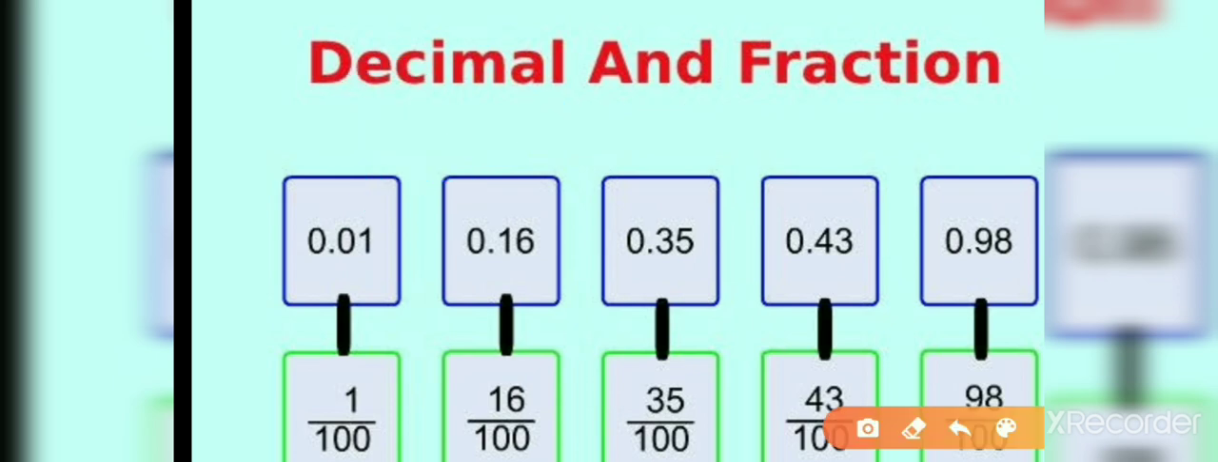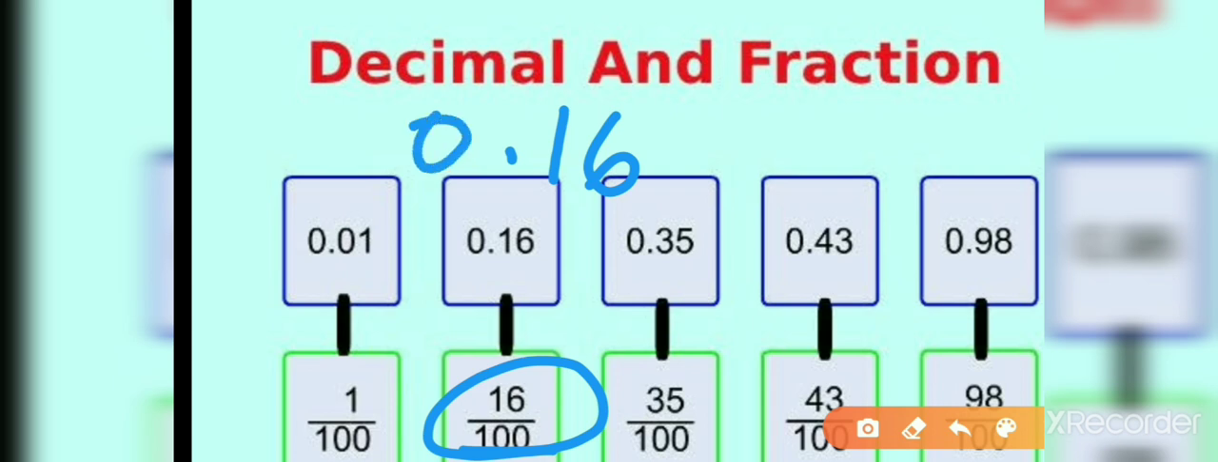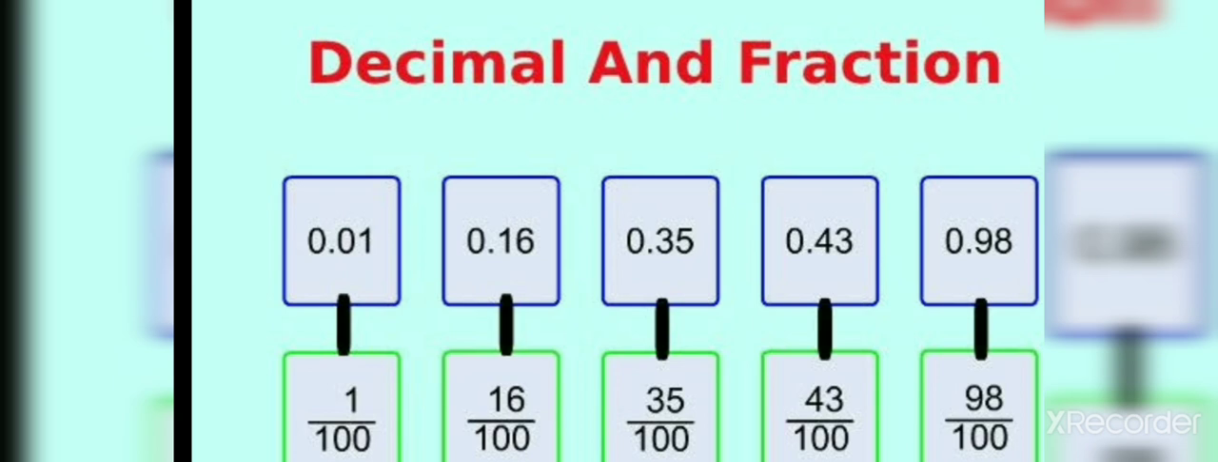Okay, so 16 divided by 100, denominator 2 zeros. So place decimal before two numbers. So numerator we have two numbers. So we can place a decimal point before two numbers and add a 0. So it is 0.16.